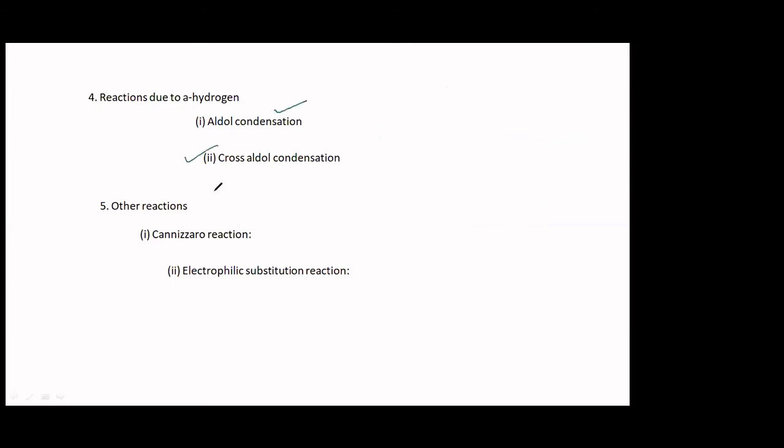Cross aldol condensation is between two different aldehydes, or different ketones, or aldehydes and ketones. You just have to observe which one is going to act as an electrophile and which one is going to act as a nucleophile. Okay? Supposing I have these two for cross aldol condensation, acetaldehyde and acetone, CH3C=O CH3. How many different products are formed when it undergoes aldol condensation?